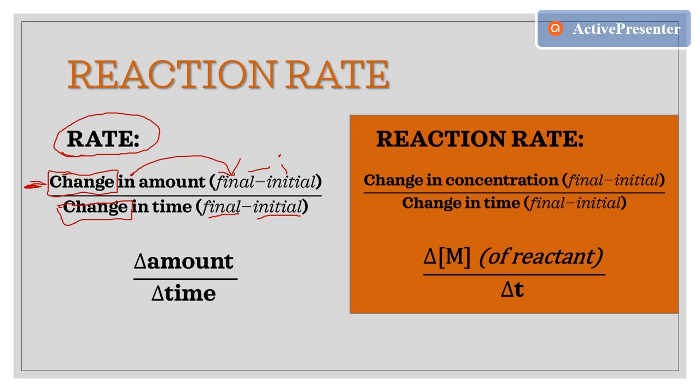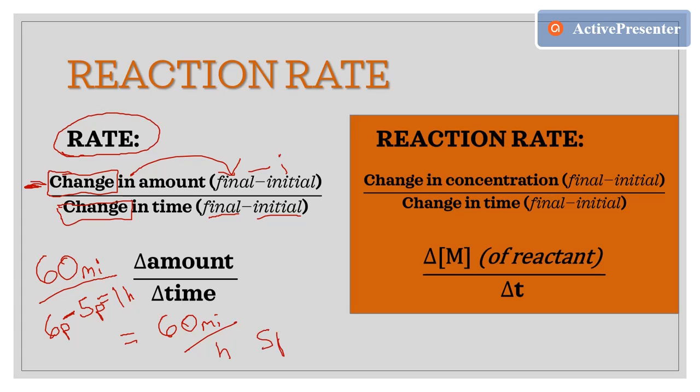So a good example of this is if you drive 60 miles, say you left at 5 p.m. and you got there at 6 p.m. So the final minus the initial time equals 1 hour. So that's going to mean your rate of speed is 60 miles an hour. So that's also called speed. But speed is just a form of a rate.